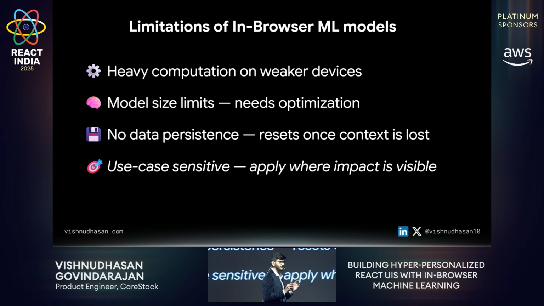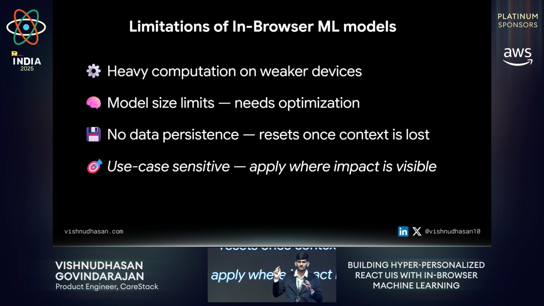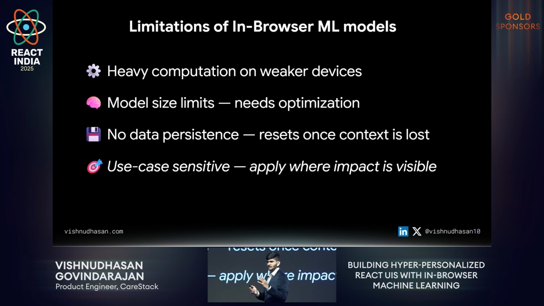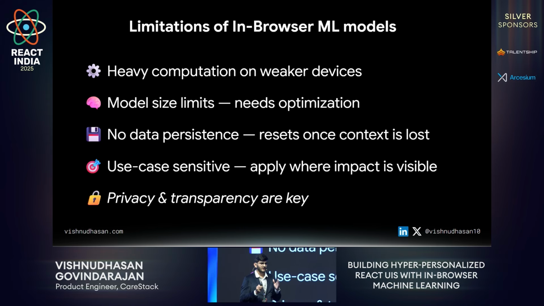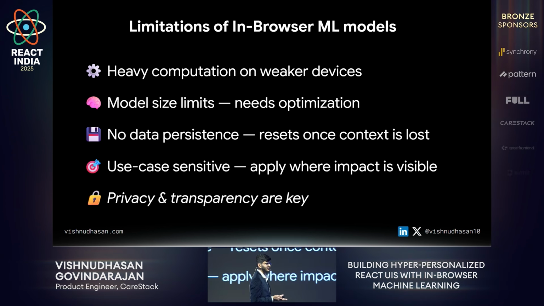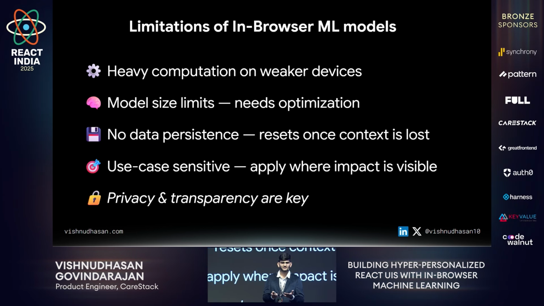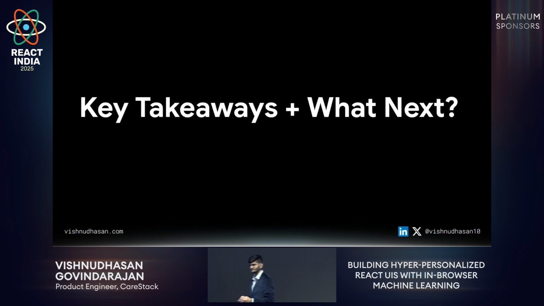It is use case sensitive. This is an important thing. If we use this for the right use case, for the perfectly appropriate use case, as we did for our virtual try-on demo, it would create wonders. We literally impressed the client, and that went really well. Yeah, privacy and transparency. Sometimes AI is not great at privacy all the time. Sometimes it just shows its face. So we need to take care of that as well.